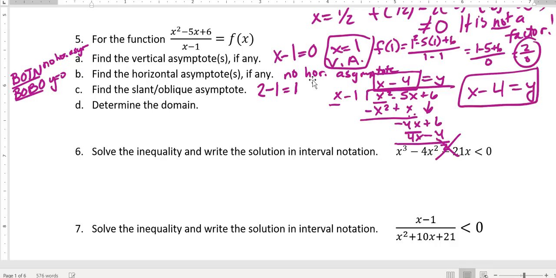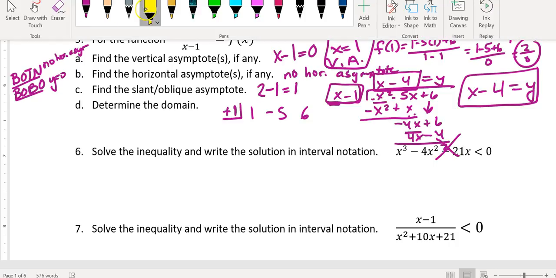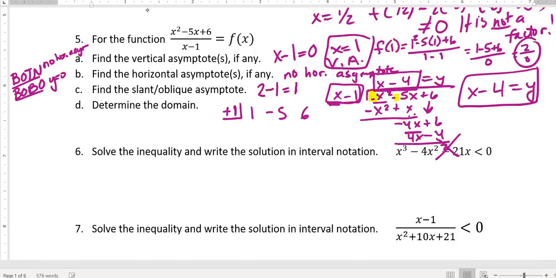Now, I'm also going to show you how to do that as a synthetic division. So if you want to use synthetic division, you look at your divisor here, and if it says x minus 1, you put a positive 1. It's the root. And then you write the coefficients of the dividend. So 1, negative 5, and 6. So those are my coefficients, right? I see those. 1, negative 5, and 6.